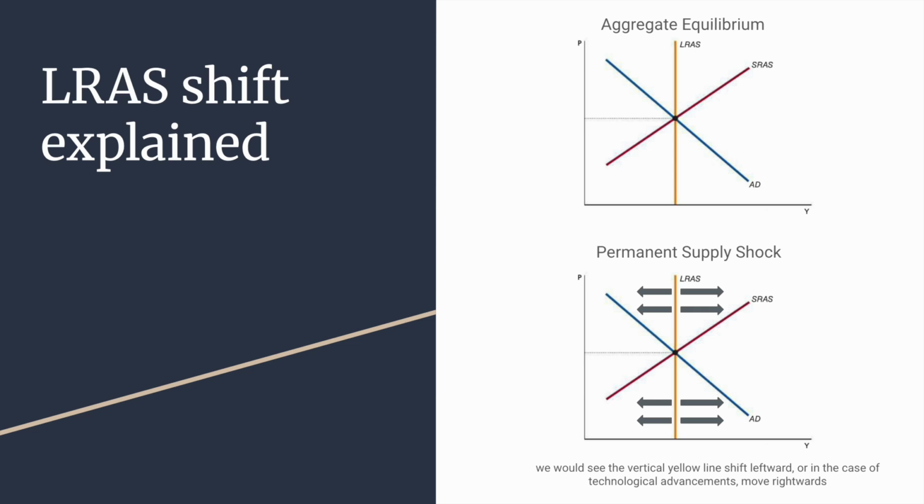resources. But when the economy suffers permanent damage, LRAS shifts left. This means a lower potential output, leading to higher unemployment and slower long-term growth.